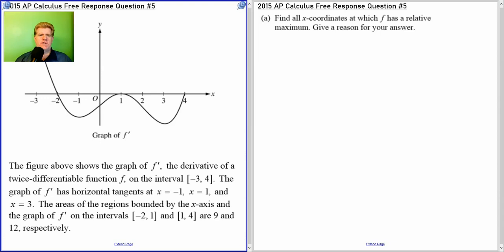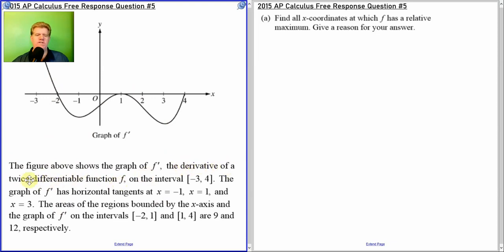All right, now we're on the 2015 question number 5, which again you'll see is a very similar question. It deals with derivatives and integrals with graphs. Now, in this case, you're given the graph of f prime. There's a lot of information down here, so let's just go through it to make sure we're okay. The figure above shows the graph of f prime, the derivative of a twice differentiable function f.